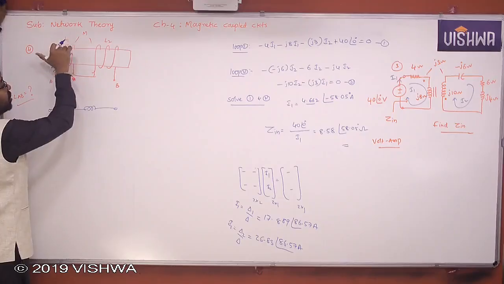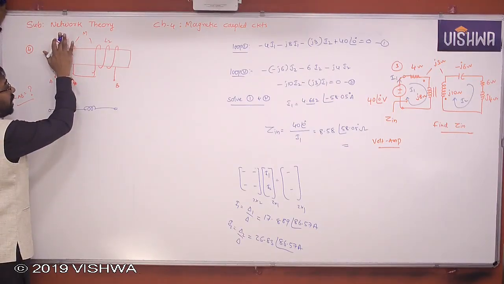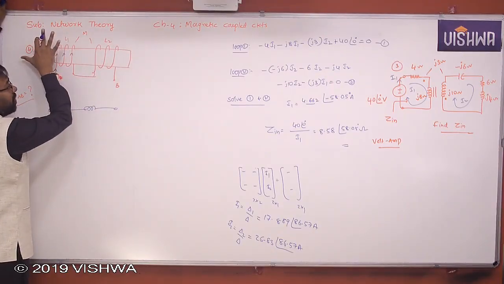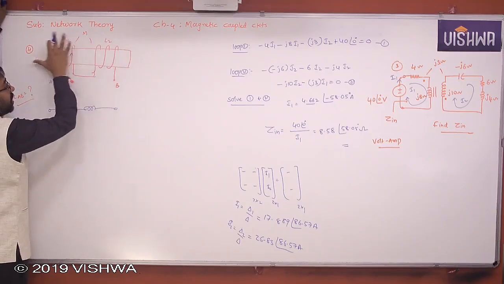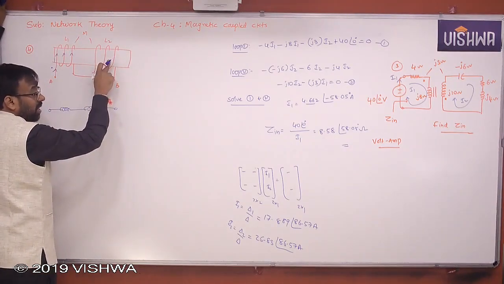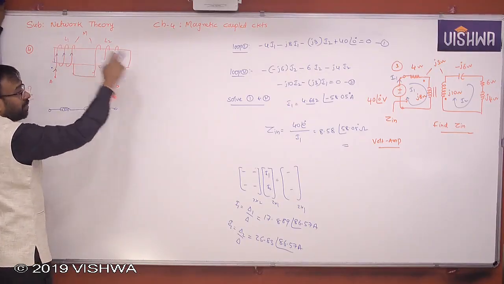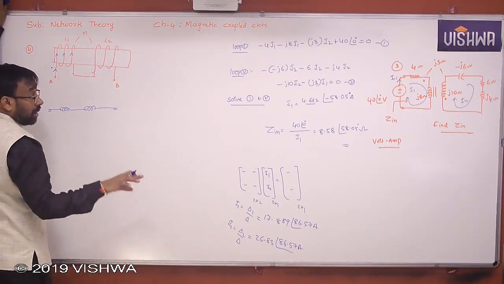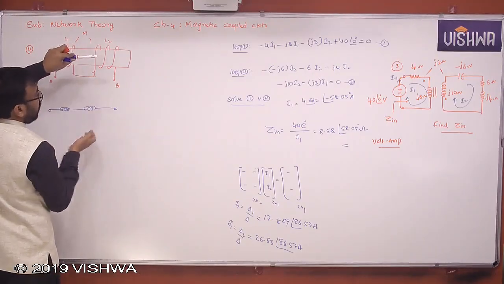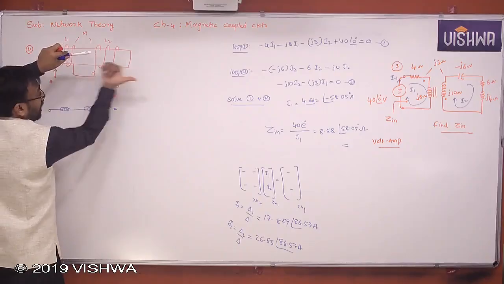The flux direction can be determined by holding the coil, stretching the fingers along with the current direction. Thumb indicates the flux direction. So the flux emanated by the first coil is in this direction. But the flux emanated by the secondary coil will try to oppose the flux emanated by the primary coil according to Lenz's law. Therefore, now you can take this and hold the coil because you know the flux direction.